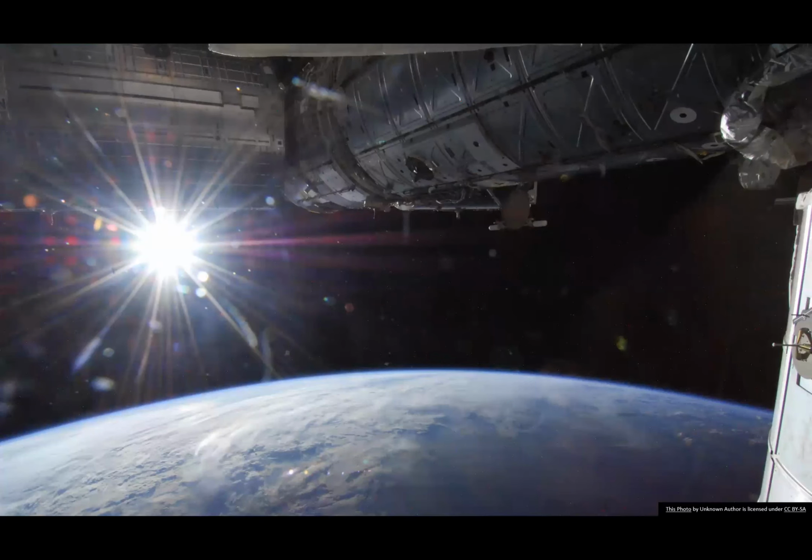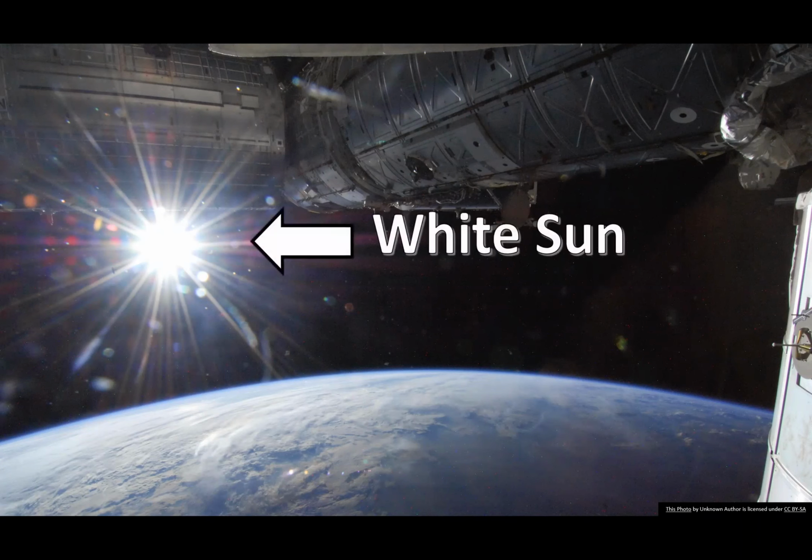So this is taken from one of our space stations in orbit around the Earth, probably the International Space Station. As you can see in this photo, we have a white sun. Whenever we see drawings or maybe a painting of the sun, usually it's white or yellow, but if you look at it from space, it's always going to be white. So yes, we have a white star that the Earth orbits around.